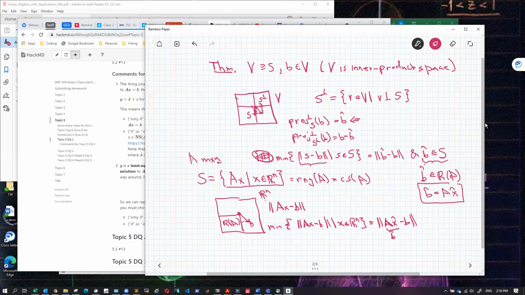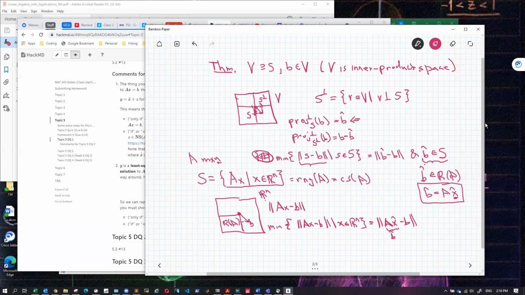Okay, but here's where you want to be careful. The B hat, this projection, that part right there, is unique. That's part of this theorem. There's a unique B hat which is as close as possible to S. That is unique, okay? But like we just proved, this is not. There's lots and lots of X's that might map to this B hat in this way, right?